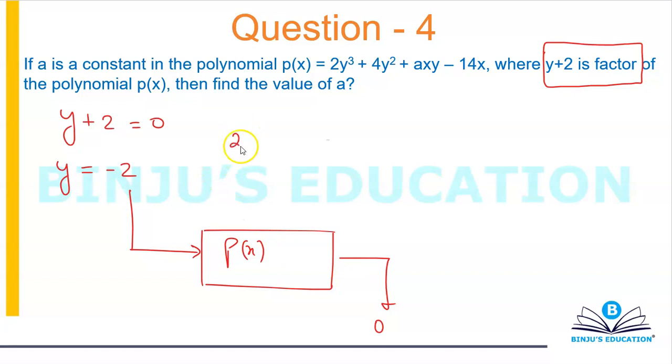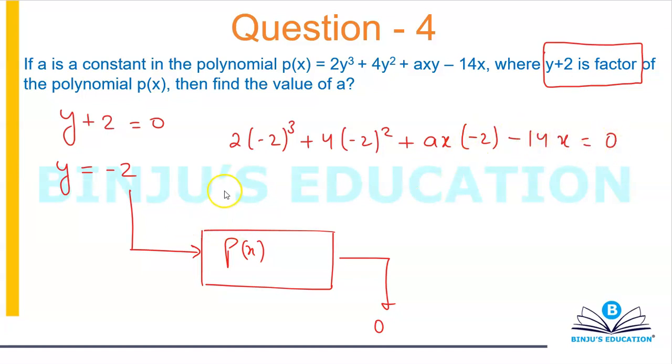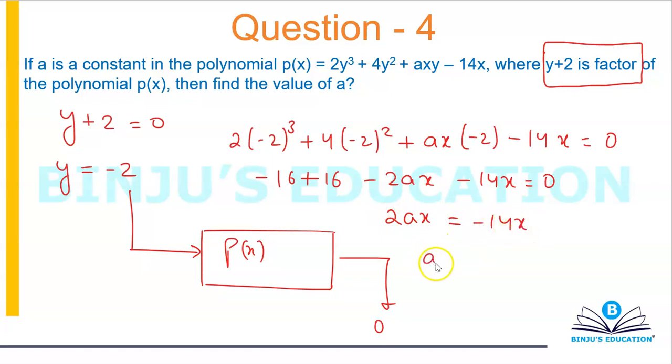So 2 into -2 cube plus 4 into -2 square plus ax into -2 minus 14x is equal to 0. So minus 16 plus 16 minus 2ax minus 14x is 0. So 2ax is equal to minus 14x, or a is equal to -7.